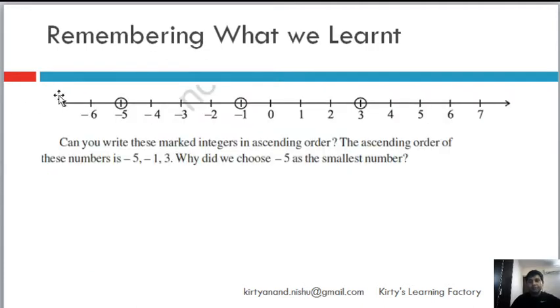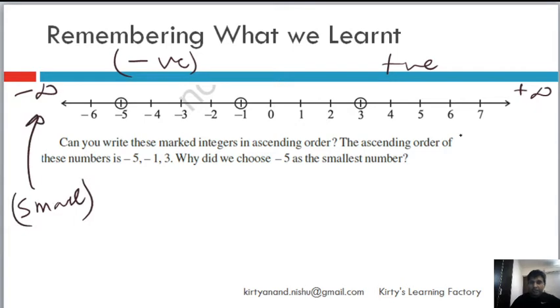Okay, so let's first remember what we learned in the previous one. This is a classic number line. This is 0, this side is positive integers, and this side, which is the left hand side of 0, is negative integers. As you can see, this goes up to minus infinity, this goes to plus infinity, and the numbers on the left hand side of the number line will be small in value, and the numbers on the right hand side will be large numbers.